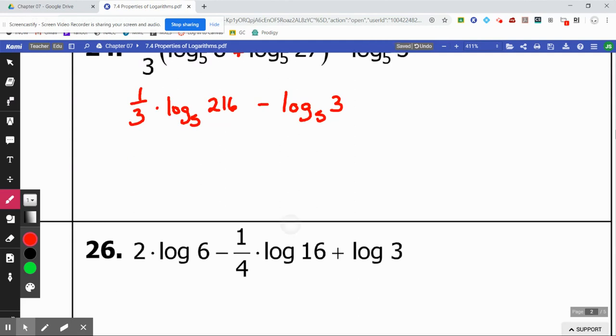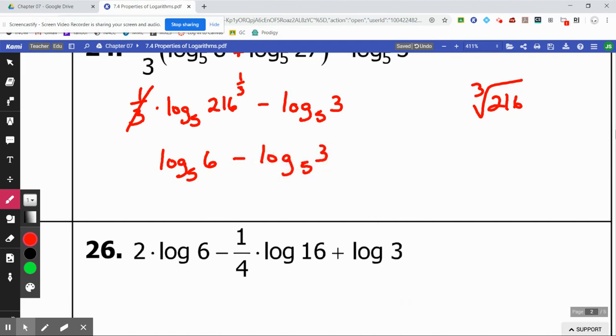We can now bring the 1/3 up to an exponent. So you have log base 5 of 216 to the 1/3. That's the third root of 216, which we actually know is 6. So you have log base 5 of 6 minus log base 5 of 3. To subtract two logs, you combine them with division. 6 over 3, which would be 2.